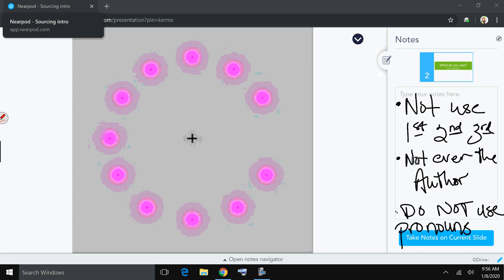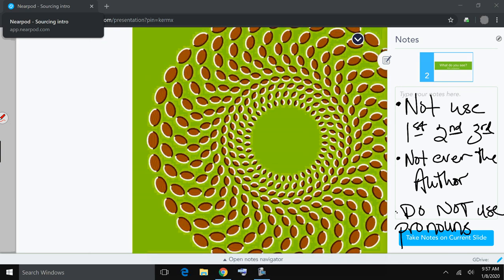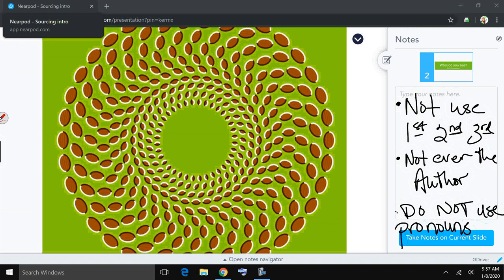Okay. Everybody focus on the cross in the middle. Blink a couple times. So what happened when you looked at it right in the middle? What happens? Green. Okay, so they disappear. If you blink, what happens? They turn green. All right. Is it moving? At this point, can you trust your eyes?